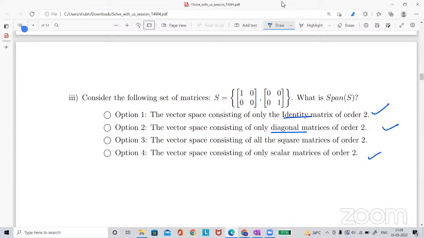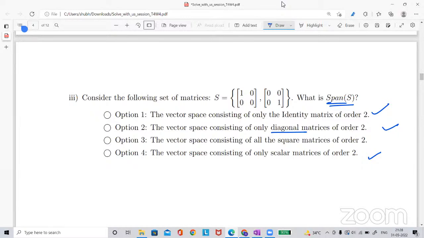No, you need to actually write the linear combination. It will give an identity matrix, but that is a particular vector, whereas a span is a vector space. Yes, sir, that is what I am saying. A diagonal matrix set is a subspace, a vector space. So the identity matrix is a subset of diagonal matrices. If there is a scalar multiple, it will convert it to diagonal. It will change.